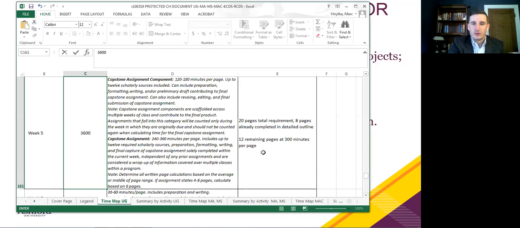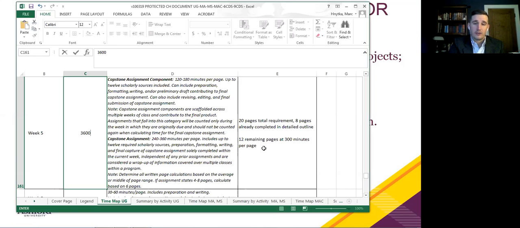Also, in this case, and this is up to the course developer's discretion, I did not include the written proposal in the pages that were already completed because maybe in the case of this course, that content that the student created there doesn't directly translate into what they're going to write for the final paper. It was more of a preliminary.